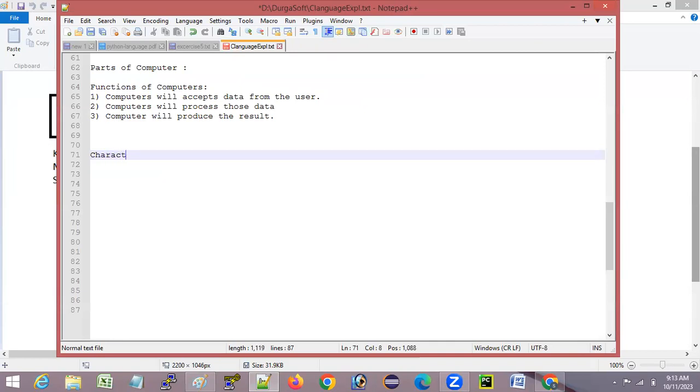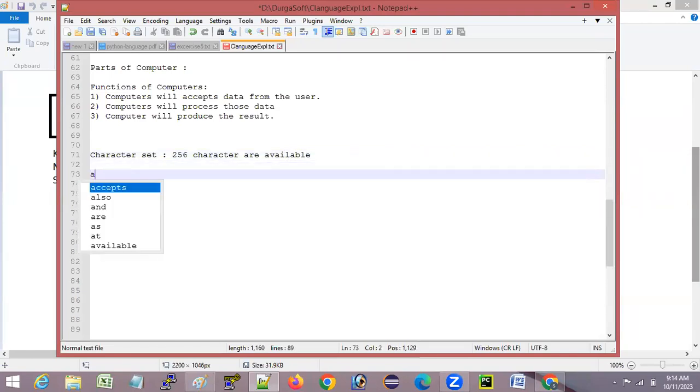Now, what do characters mean? How many characters are there in a computer? There are 256 characters available. As we know, capital A to Z, 0 to 9, addition, subtraction, comma, full stop, whatever they are, all are characters only, right? Whatever you enter is called a character.